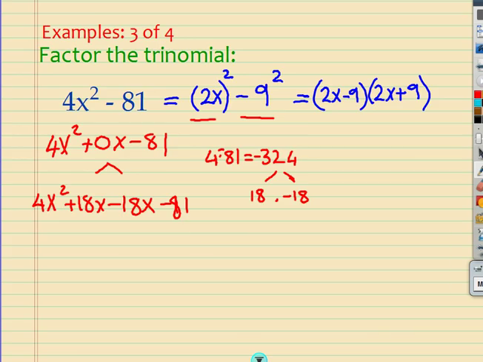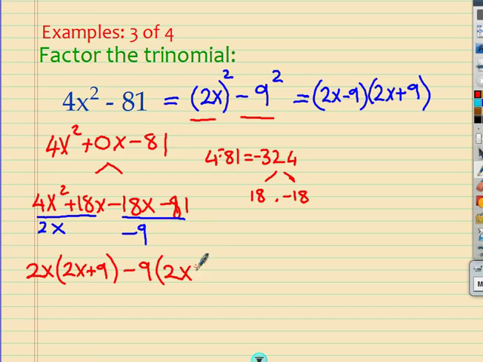Now we will do our groupings. First group, second group. In the first group we have x common and 2 common. On the second group we have a negative leading coefficient and we have 9 common. Let's factor out the greatest common factor from each group. Here's my 2x up front. You will have 2x plus 9. And if I factor out negative 9 on the second one, I should get 2x plus 9 again.